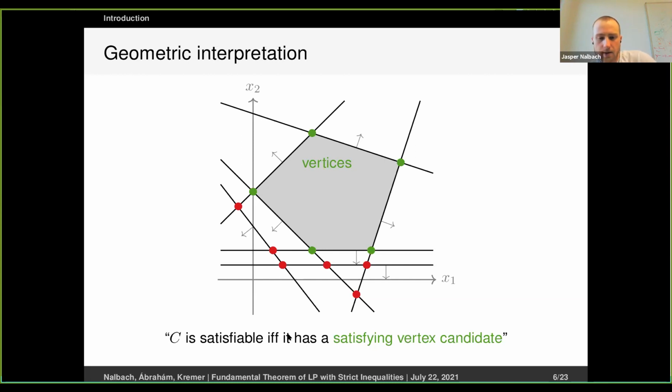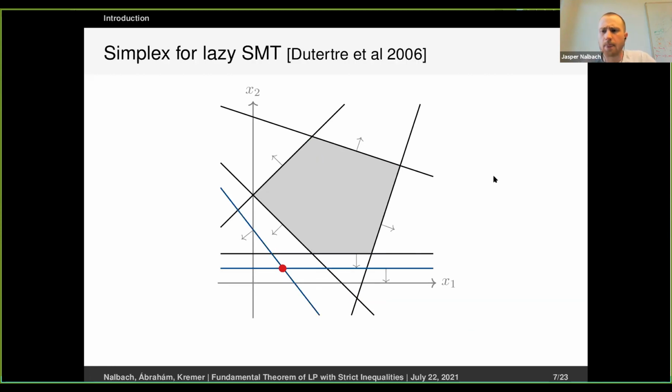So C is satisfiable if and only if it has a satisfying vertex candidate. Okay, and then there is the Simplex for SMT algorithm, which simply makes use of this statement by starting with a solution, or with a point, and doing a local search on those vertex candidates and improving the solution step by step until a satisfying solution is found.